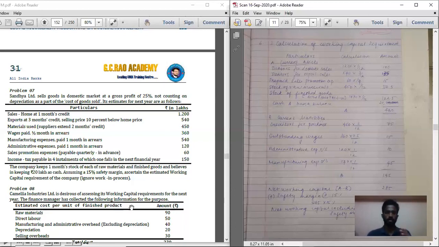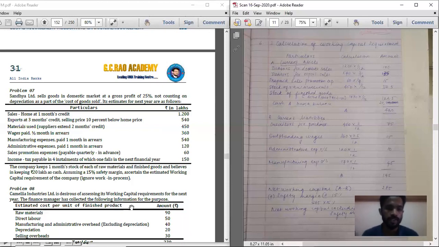Point number 2, income tax payable in 4 installments, of which 1 falls in the next financial year. If you have studied DT, you know one concept: income tax is always paid on profits. Only after earning profits, a portion of profits is paid to the income tax department as income tax. So income tax doesn't fall under net working capital, that is, under any current assets or current liabilities. If you have paid advance tax, it falls under deferred tax asset or deferred tax liability. So whenever you see an income tax entry in working capital, just ignore it. That is point number 2.